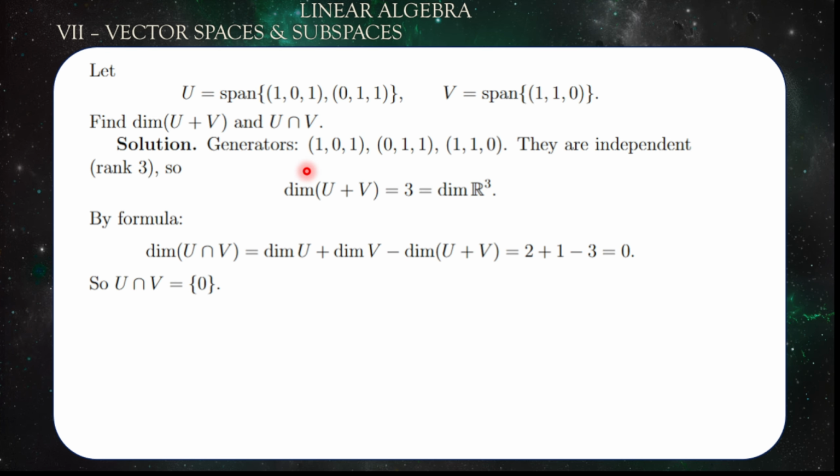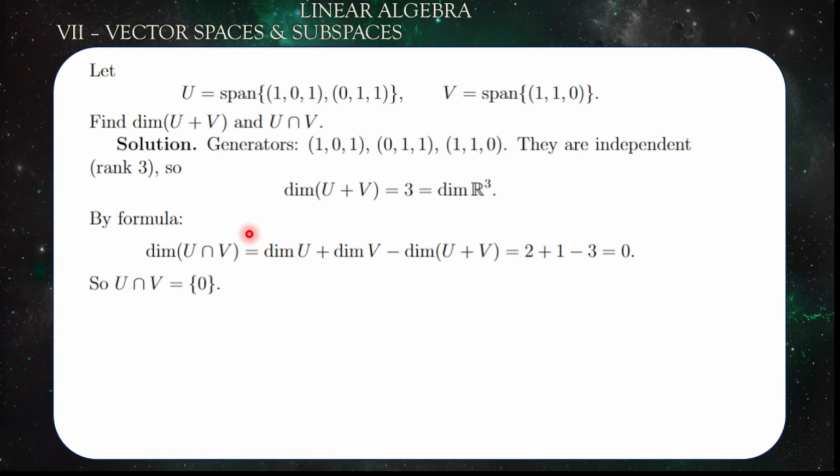All right. So the generators are the following. You have (1, 0, 1), (0, 1, 1), and (1, 1, 0). They are completely independent. You cannot get one of them from the others. So the three are independent. They form the full span of U plus V. So the rank is 3, which is the number of the basis vectors, the generators. The number of linearly independent vectors is 3. So the rank is 3. Hence the dimension of U plus V is equal to 3, which is the dimension of R3, by formula.